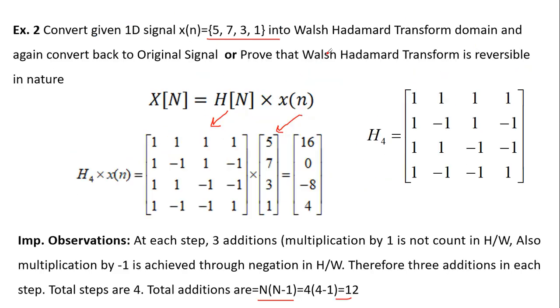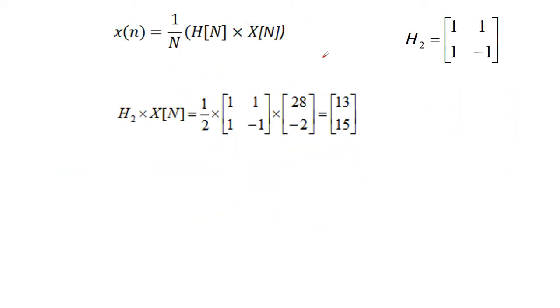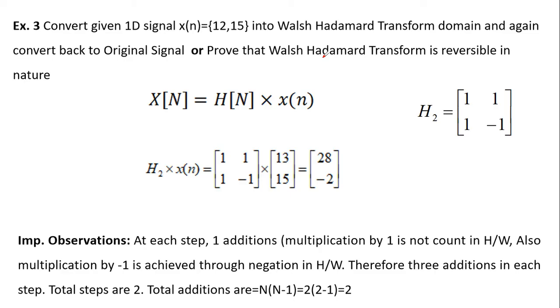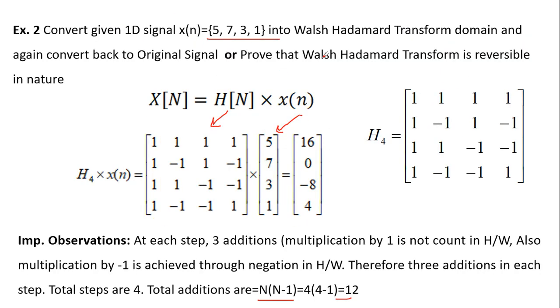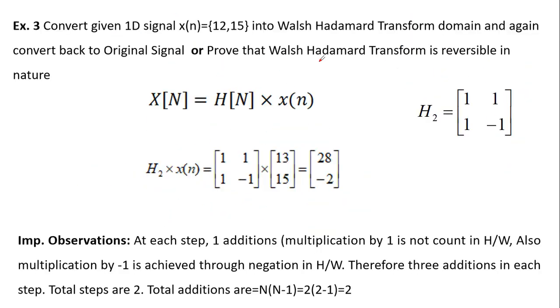Now we can go for the two-dimensional signal. For the two-dimensional signal, we will again take an example on a one-dimensional signal, in which the signal length is 2, that is only 2 samples are there, and we convert it into the Walsh Hadamard transform. When there are only 2 samples, then we can go for this H of 2. So the formula is H of n into x of n, and we will get this.